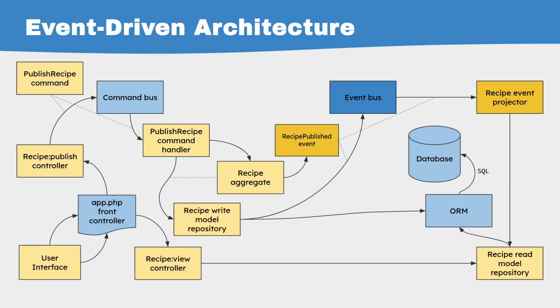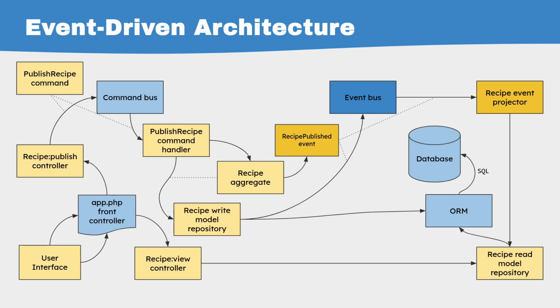Instead of passing on the recipe aggregate from the write model repository, our recipe aggregate now produces, once we call the publish method, a recipe published event. And when saving that aggregate, our write model repository not only stores the state of the aggregate, but it also passes on this event that our aggregate just generated. And that puts it on an event bus, which is kind of the counterpart to the command bus. And that event bus can then just further provide these events to all interested parts of your system.